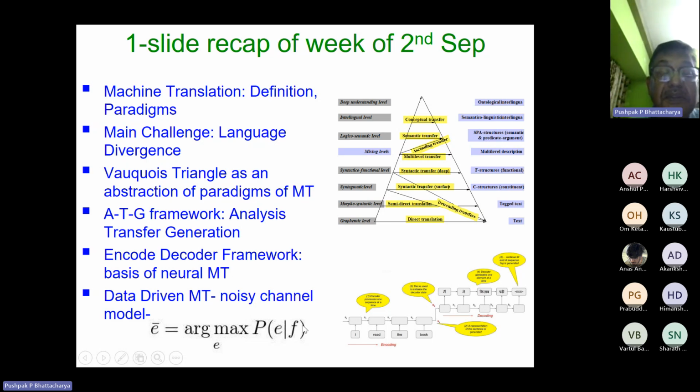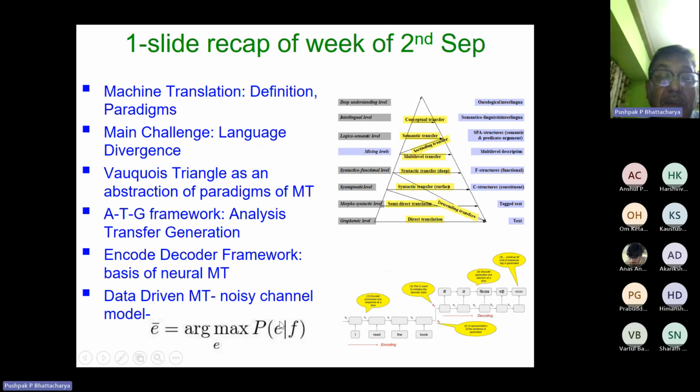Now, data-driven machine translation always makes use of the noisy channel model equation. E-bar equals argmax over all possible E of the probability of E given F. So, the probability of the target sentence E, given the source sentence F.